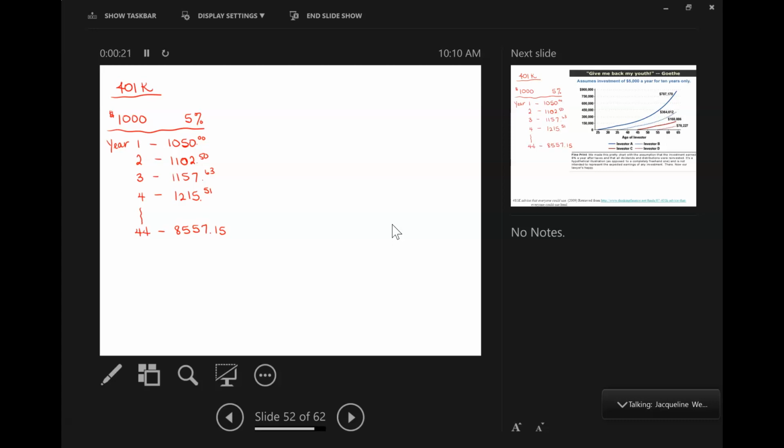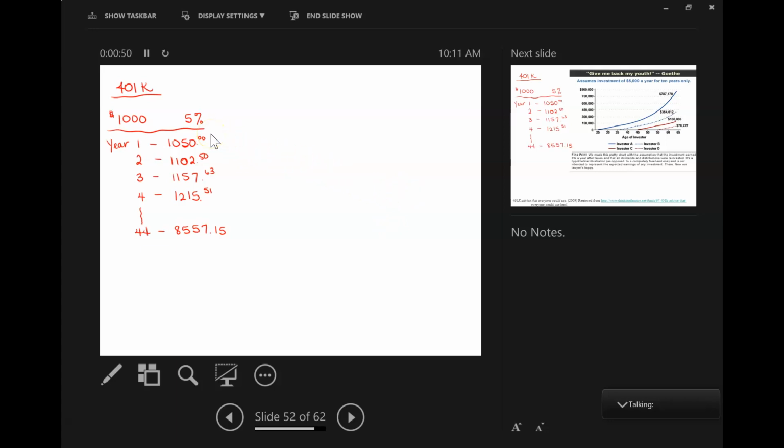Let's say that you are 21, your first year out of college, you decide to start a 401k at your first job, okay? And maybe grandma gave you $1,000 for graduating from college, so you start your 401k with that because, you know, grandma loves you. So you start your 401k with $1,000. So the first year, if that 401k is paying 5% interest, 5% of 1,000, they're going to pay you $50.